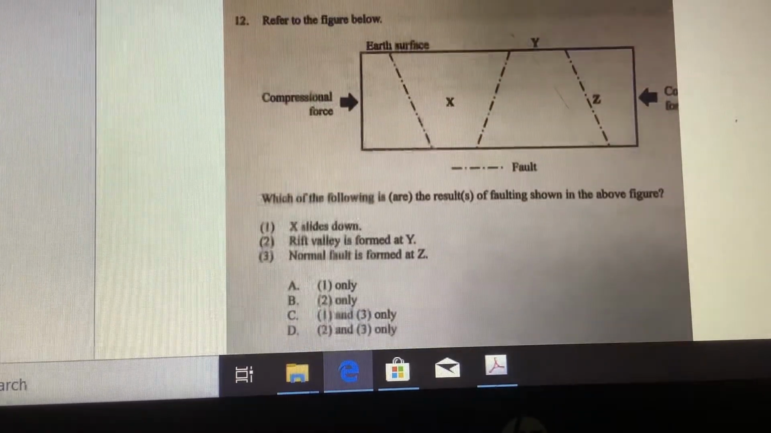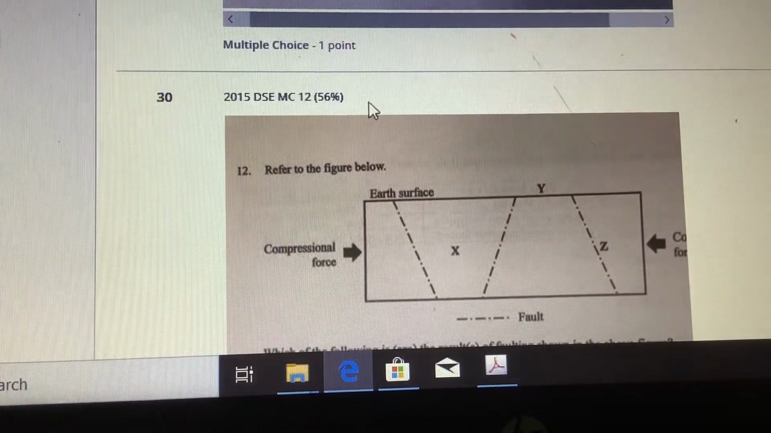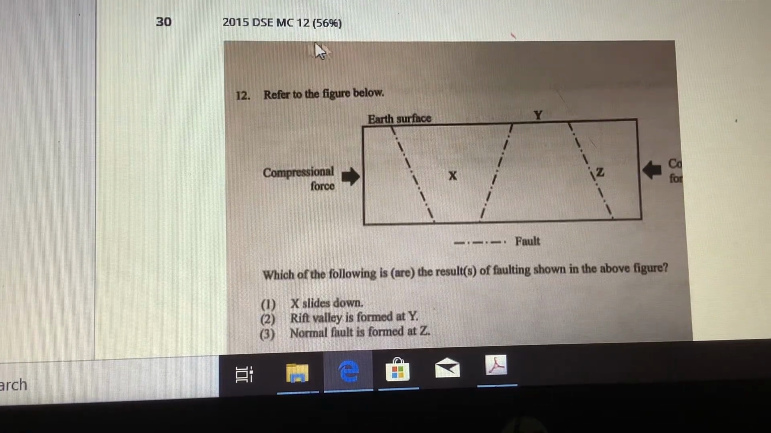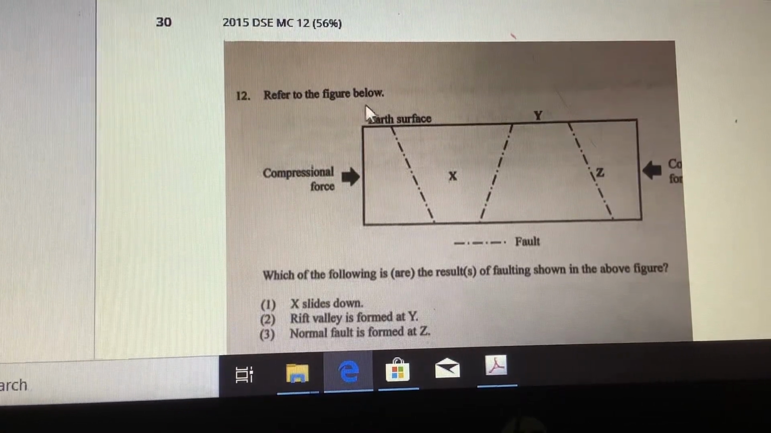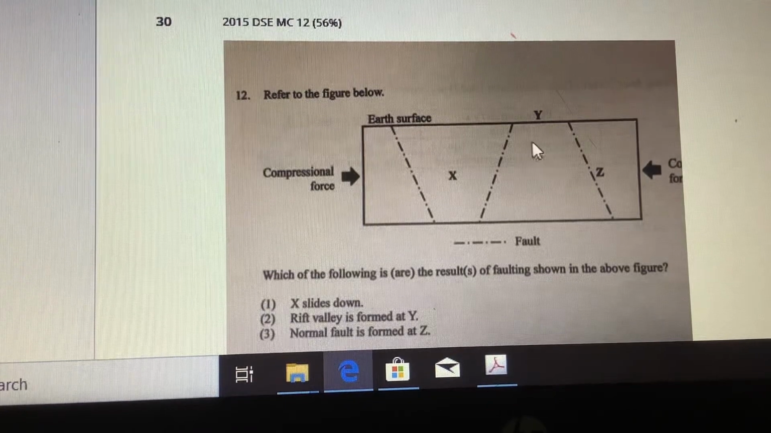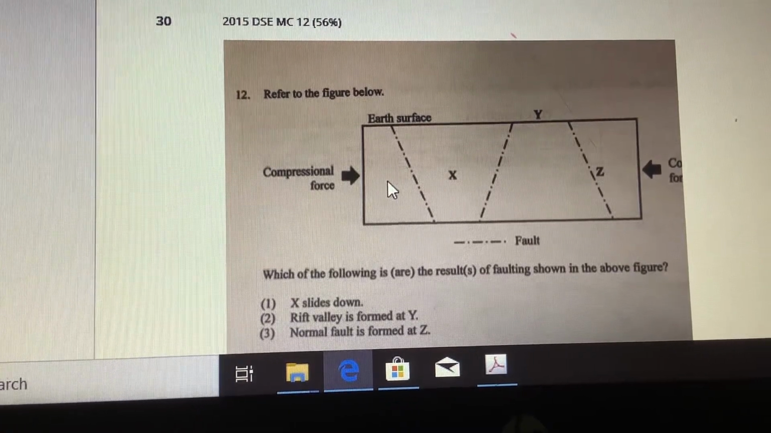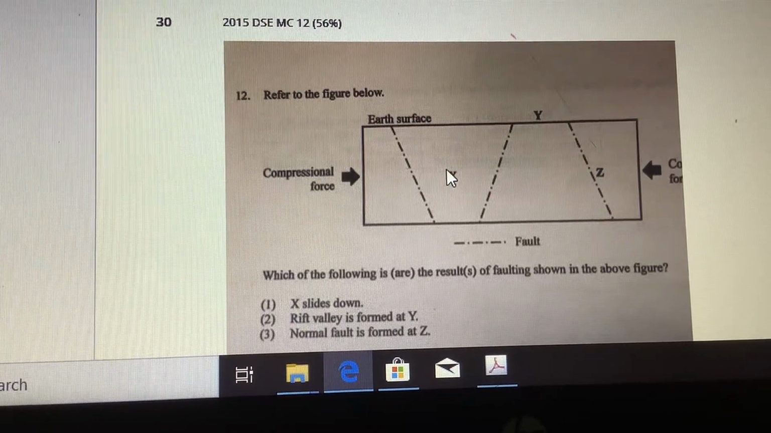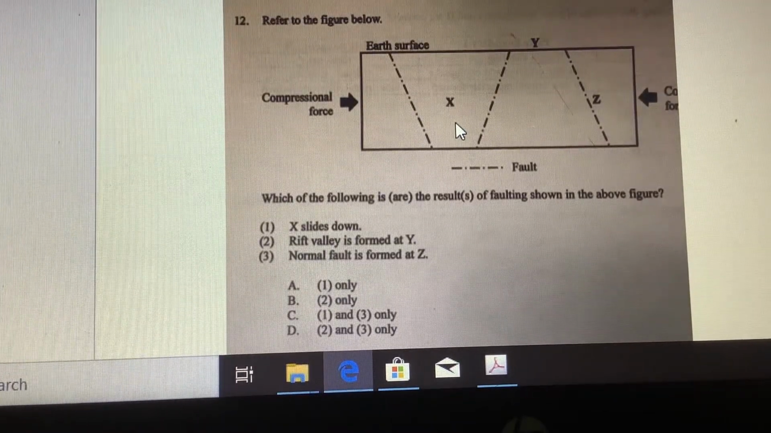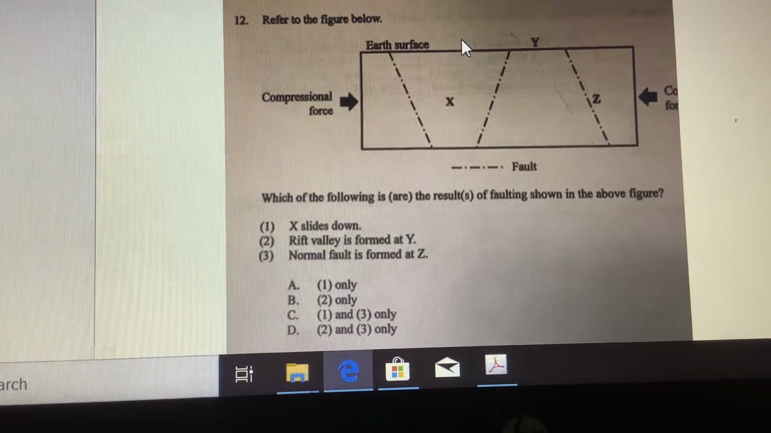And then page 30, this one. This one is talking about the Earth's surface. If we have compressional force, which means these two piles of land are moving towards each other, will X slide down? No, I don't think so. Accordingly, I think it will rise up. So 1 is not correct. Cross out all the 1 first.